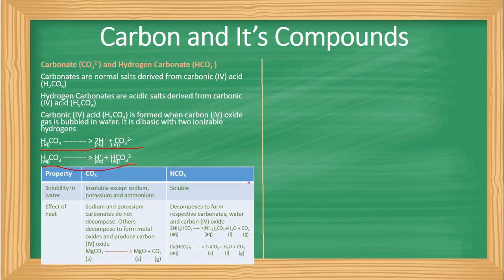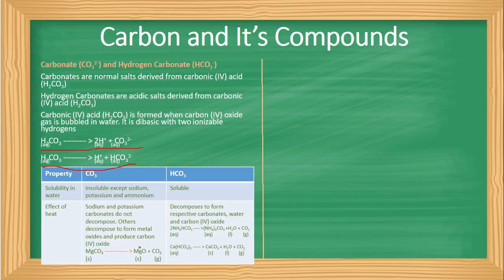Now let us look at the properties of both carbonates and hydrogen carbonates. In terms of solubility, carbonates are insoluble except sodium, potassium, and ammonium carbonates, and hydrogen carbonates are all soluble. Effects of heat on carbonates: sodium and potassium carbonates do not decompose. Other carbonates decompose to form a metal oxide and produce carbon 4 oxide. As you can see in this example, magnesium carbonate is decomposed to magnesium oxide, and carbon 4 oxide is produced.